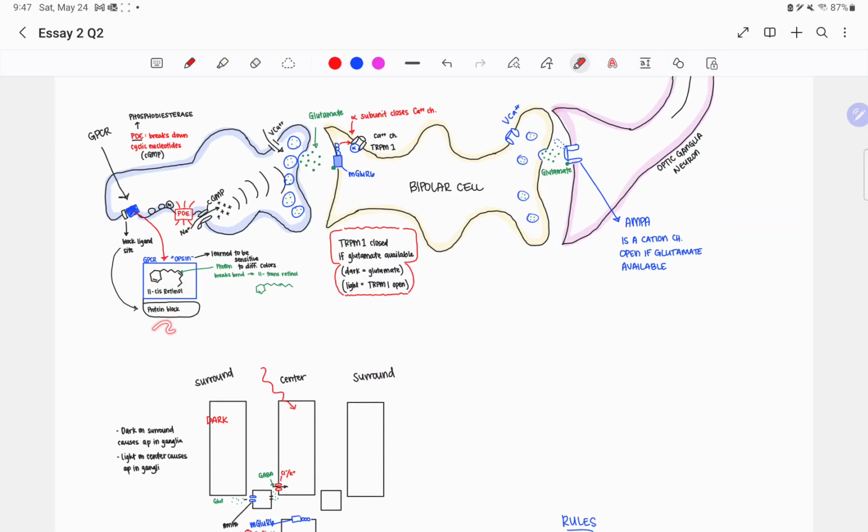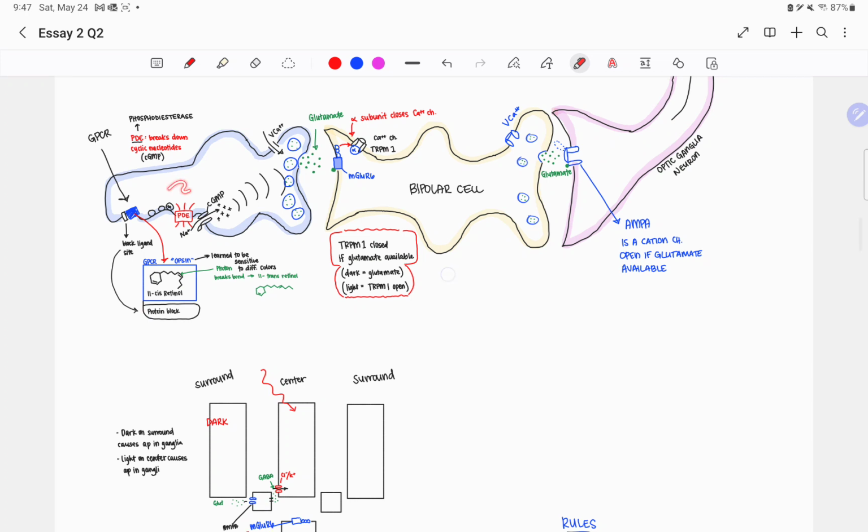So when light happens, it breaks the 11-cis-retinol into 11-trans-retinol, turns on PDE, which then turns off cGMP, which turns off everything else here in the photoreceptor. When the photoreceptor is basically turned off, all this stuff isn't happening, then everything else here starts happening, because this TRPM1 opens up, we have an action potential here, and then we have an action potential here. Because this all got released, AMPA opened up, and we were good to go.